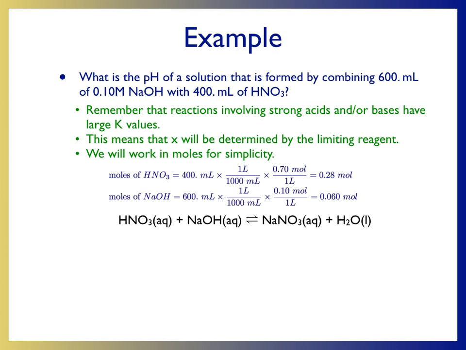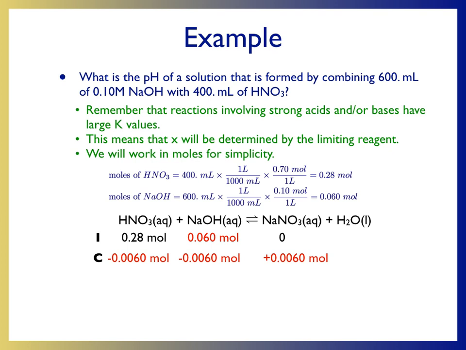To set up our ICE table, we start by putting in the initial moles of our reactants, nitric acid and NaOH. We note that sodium nitrate will start with a concentration of 0. When the solutions are mixed, the HNO3 will react with the NaOH. And since we have a smaller number of moles of NaOH, all of the NaOH will be consumed. It is the limiting reactant. And since the stoichiometry of the reaction is all 1-to-1, this will also be our change value.